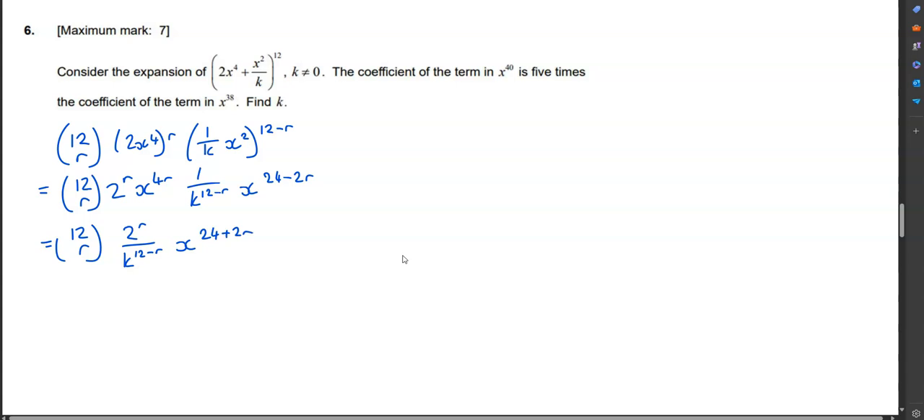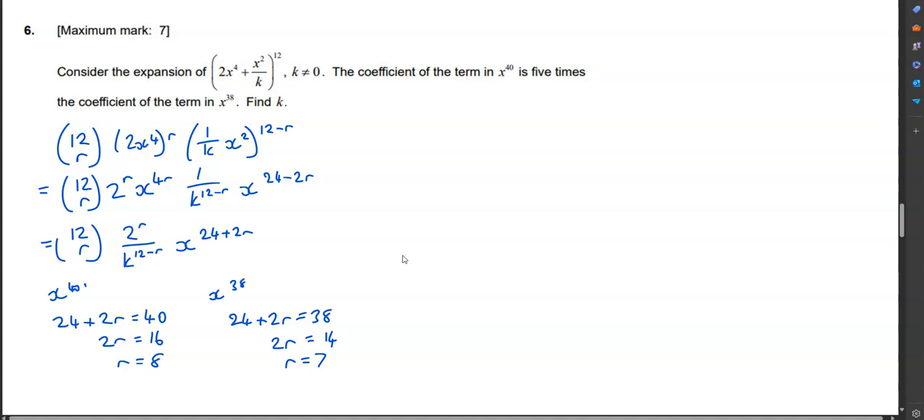Now we want the coefficient of x to the 40 and x to the 38. So x to the 40, 24 plus 2r equals 40, 2r equals 16, r equals 8. X to the 38, 24 plus 2r equals 38, 2r equals 14, r equals 7. We've got to make sure we get the coefficient the right way around.